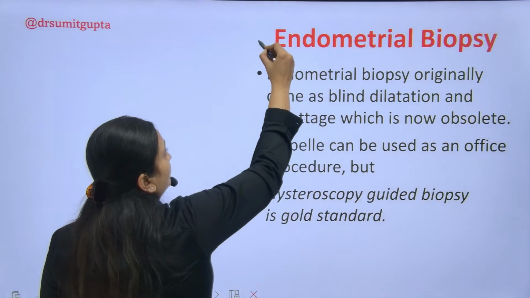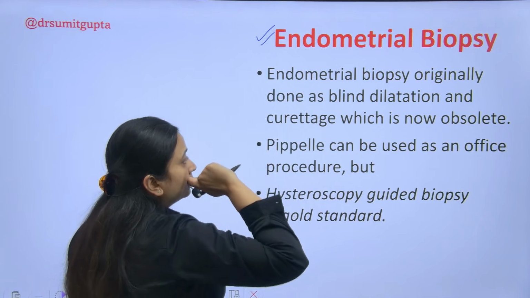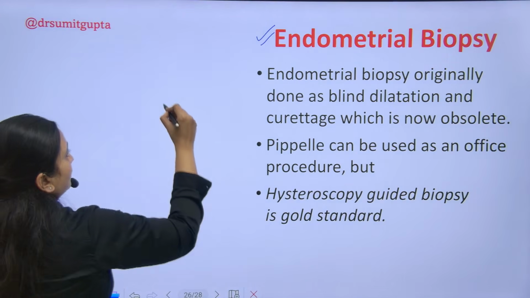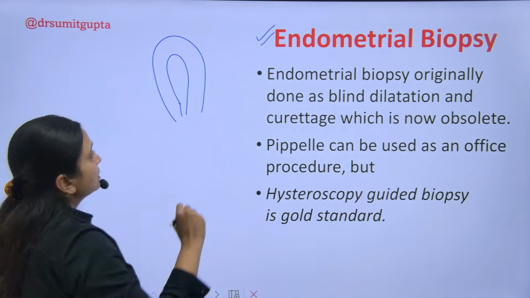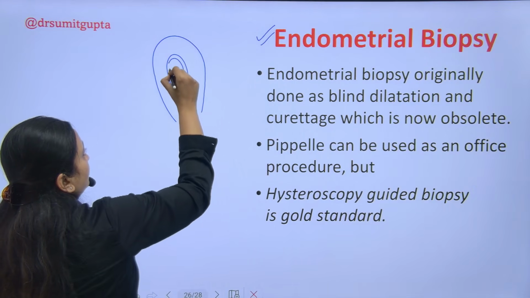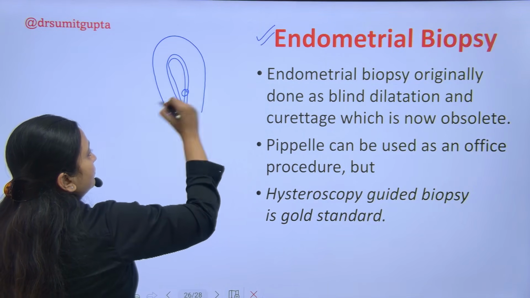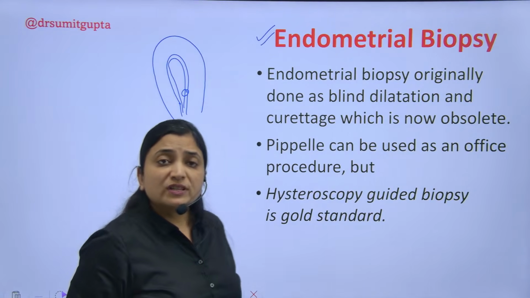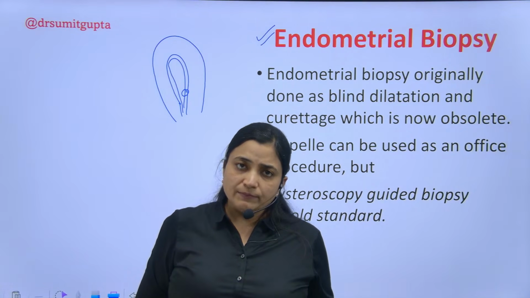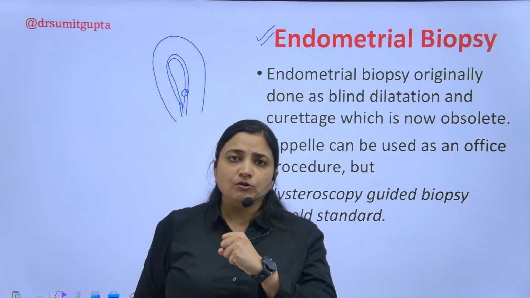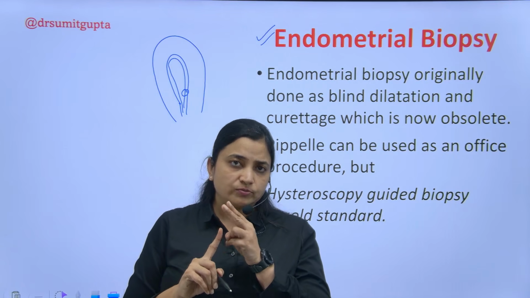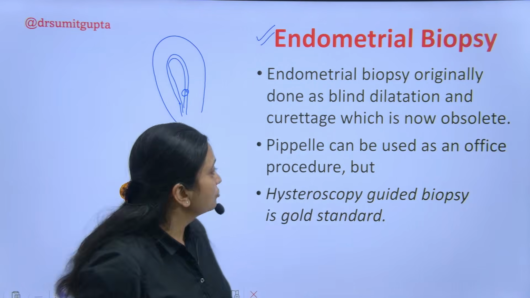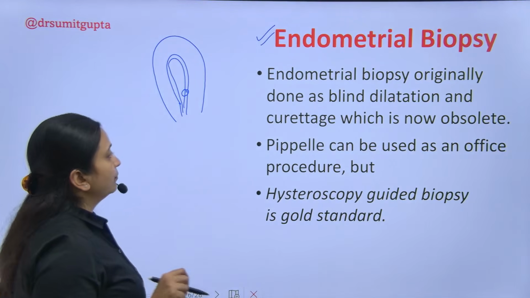Finally comes endometrial biopsy. Endometrial biopsy means what? We want to see what are the histopathological changes going on inside the endometrium. So we need a sample of this endometrium to be sent for histopathological examination. How do we take out the sample and in which patient should we go for biopsy? There are two questions. So first one, how do we take out the sample?